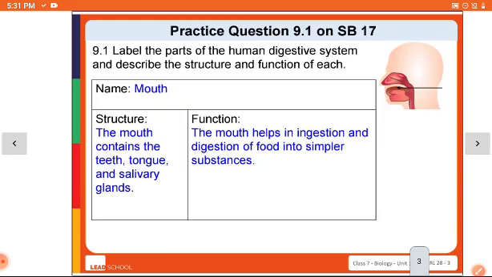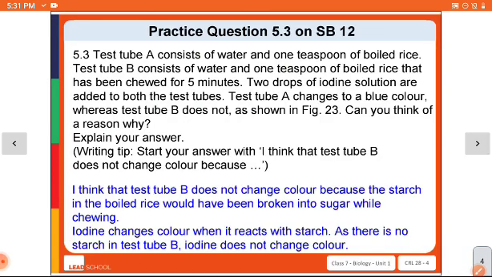And second is the mouth. Structure: the mouth contains teeth, tongue and salivary glands. Function: the mouth helps in the adhesion and digestion of the food into simpler substances.